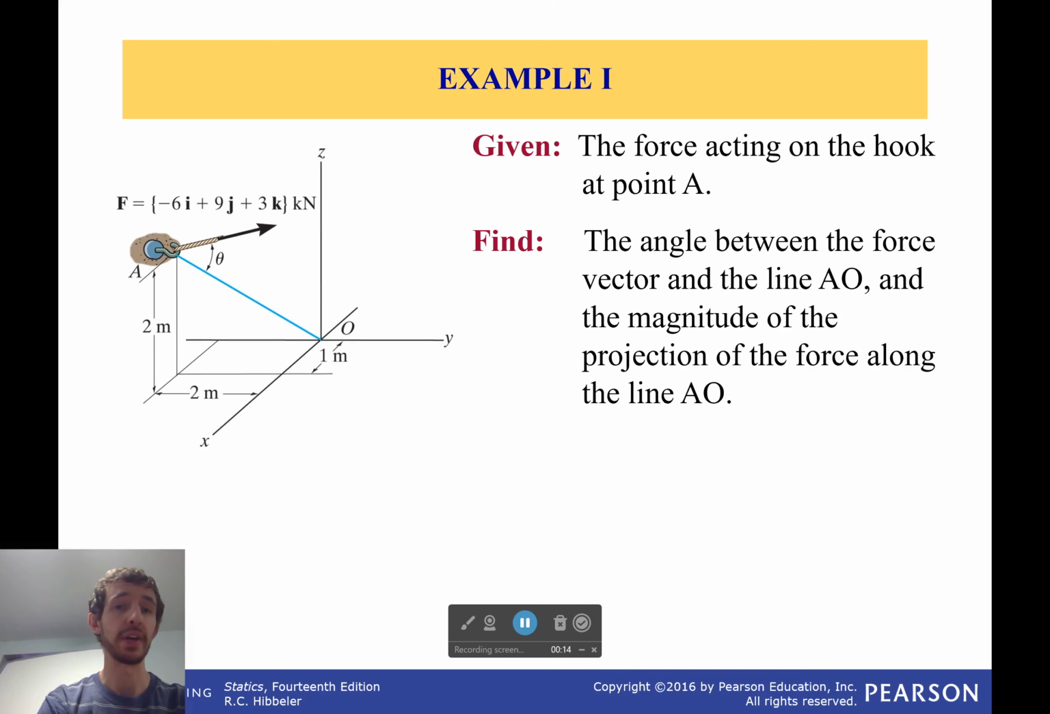We have a little hook right here, and we have a force acting on that hook, which is all well and good. And we want to figure out the angle between that force and the origin. So we have this line connecting us from A to the origin. Try to figure out what the angle between those 2 points is.